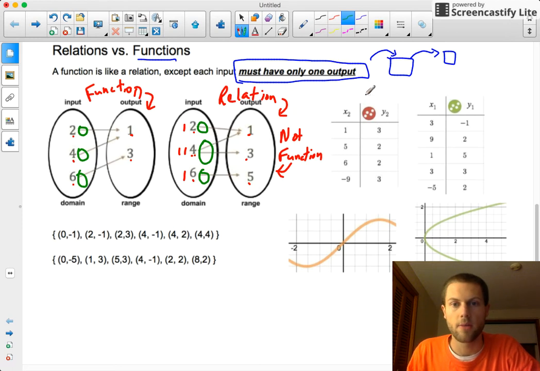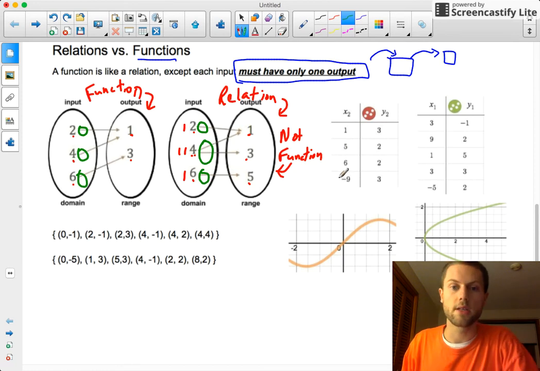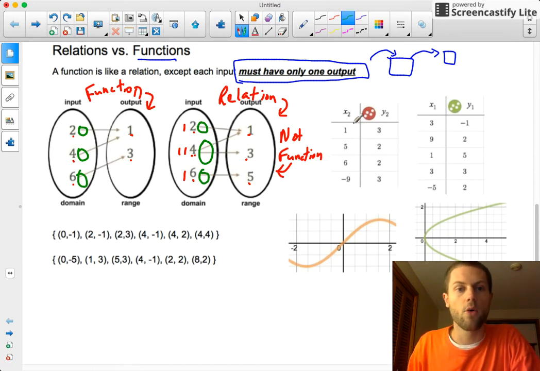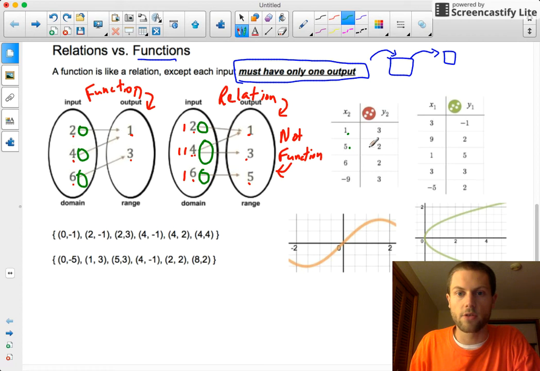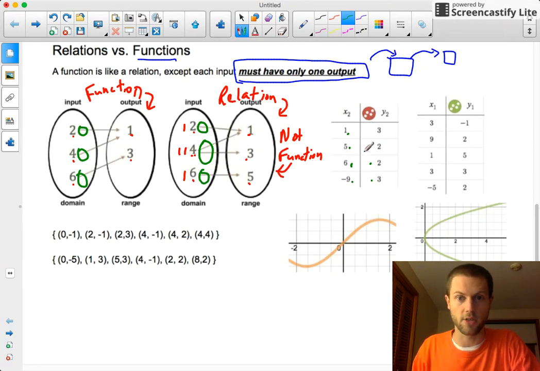Next up, we've got a couple of tables. These are relations again because there are pairings of x's and y's. Let's see if we have one output per input. Let's say 1 goes to 3, 5 goes to 2, 6 goes to 2, and -9 goes to 3. So it looks like I've got 4 different inputs, and each one relates to just one thing. So that's going to pass my test. Every input just has one output, so this is going to be a function.